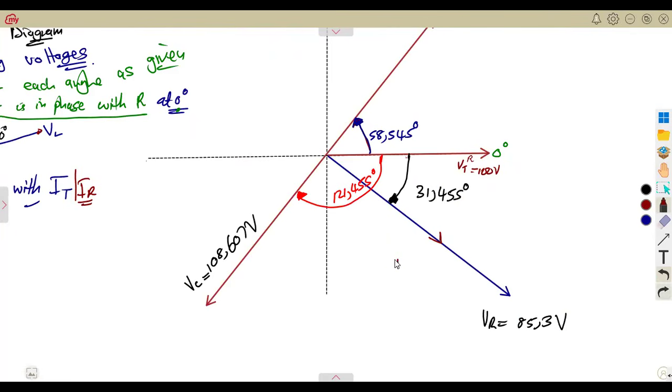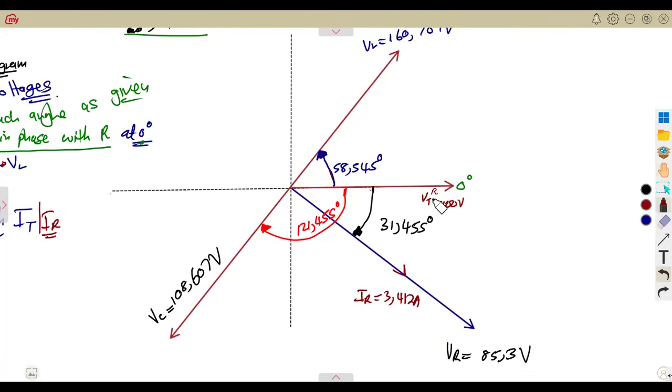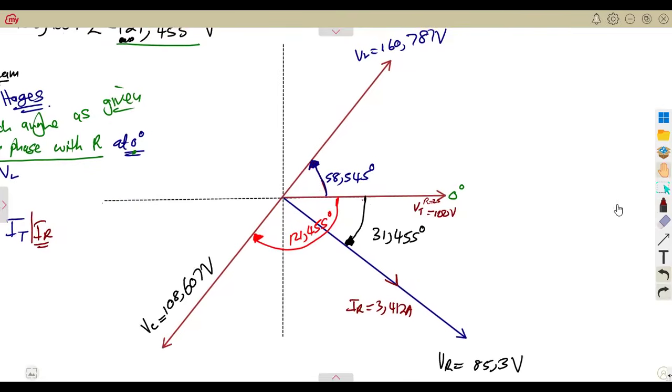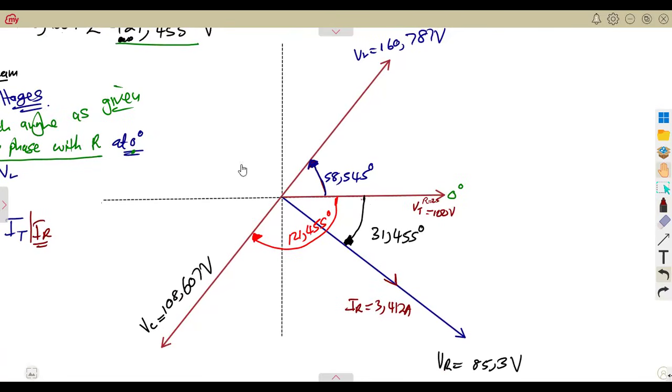Okay, the current across the what? The resistor, or the total current, or whatever you want to write. So that total current, or the current across the resistor, was 3.412 amps. In the same line with the VR, same as what is happening with the resistance of 25 that you are given with the voltage at 0 degrees. They must be in the same line. So this is our phasor diagram using voltages.